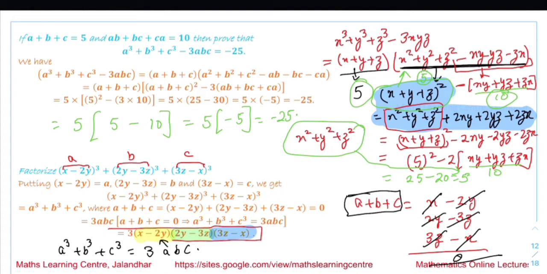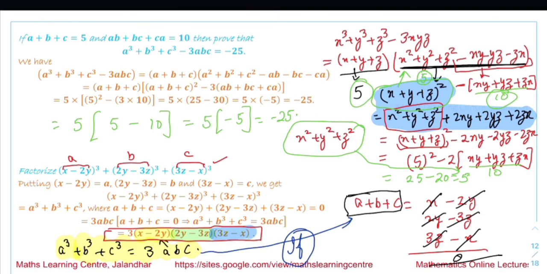We need not multiply and open all these cubes and add the values. We are just using the fact that if we put these terms as A, B and C, then A plus B plus C is equal to 0, and we have the formula that A cube plus B cube plus C cube is equal to 3ABC if A plus B plus C is equal to 0.